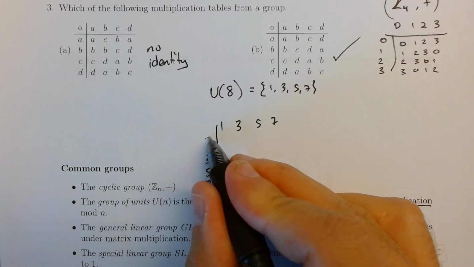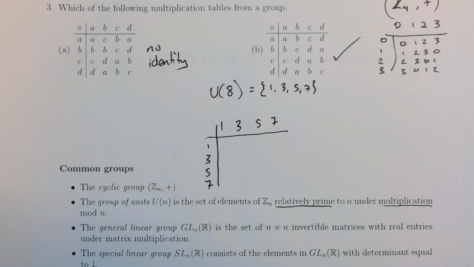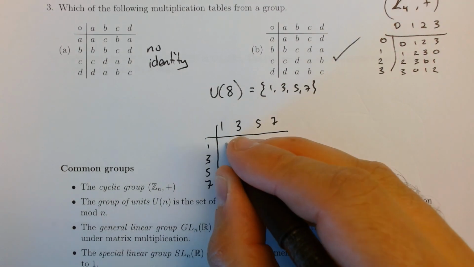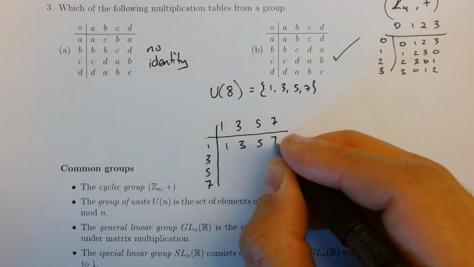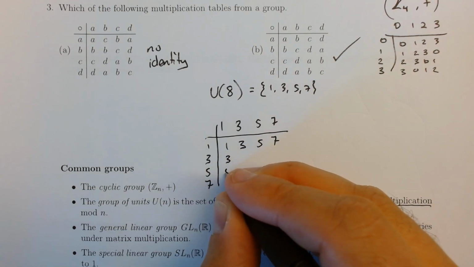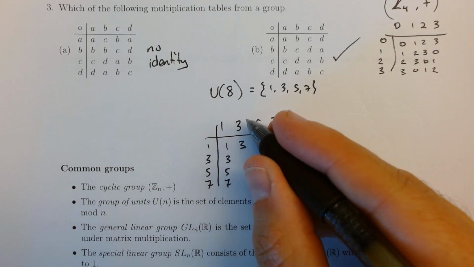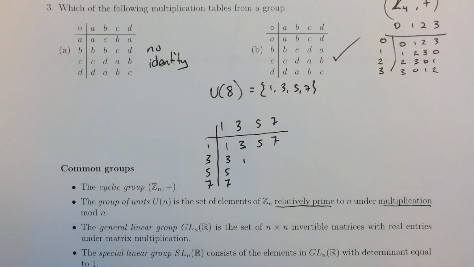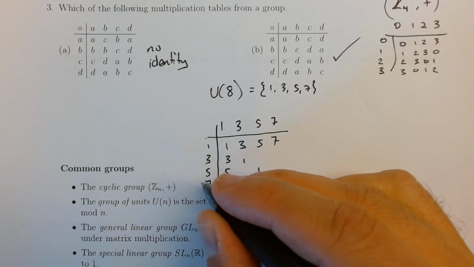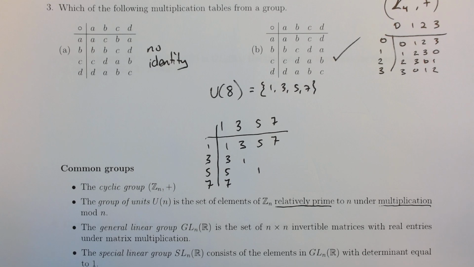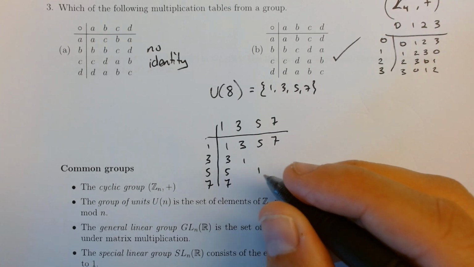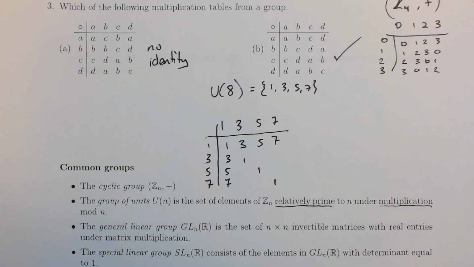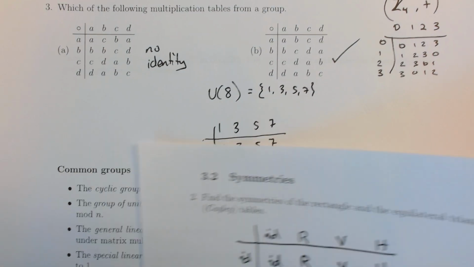And if you do that multiplication mod 8, of course 1 is still the identity, multiplying by 1 still gives you just 1. Well, 3 times 3 is 9, mod 8 is 1. 5 times 5 is 25, mod 8 is 1. And 7 times 7 is 49, mod 8 is 1. So you get that same structure where you get identities down the middle.